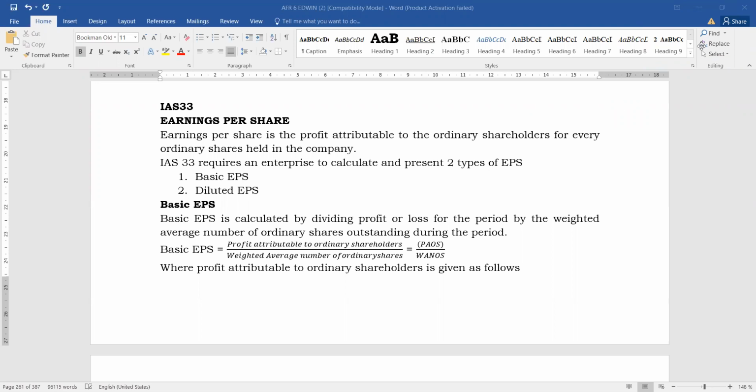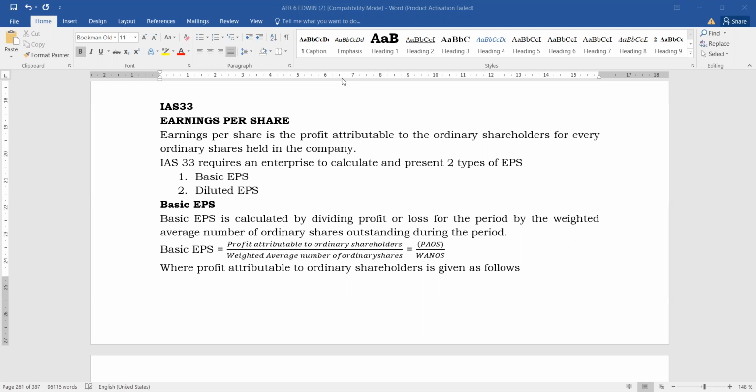So when we talk about earnings per share, we always say that in every financial period, an organization is supposed to calculate earnings per share, that is basic earnings per share and diluted earnings per share. These are about the profit attributable to ordinary shareholders for every ordinary share held in a company.